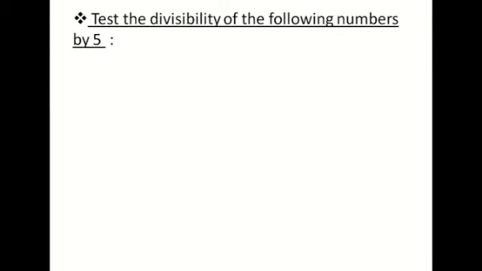Look at the next heading. Test the divisibility of the following numbers by 5. Question number 1, 4,965. I feel that divisibility test by 5 is the easiest one. So what is the rule here? If ones place is 0 or 5, it will be divisible by 5. What is here? Ones place, it is 5. So without any doubt we can write it off that 4,965 is divisible by 5.